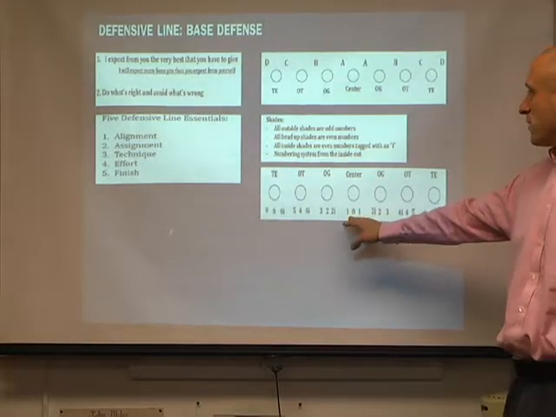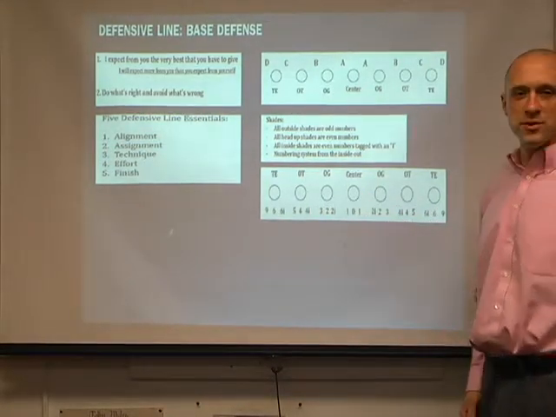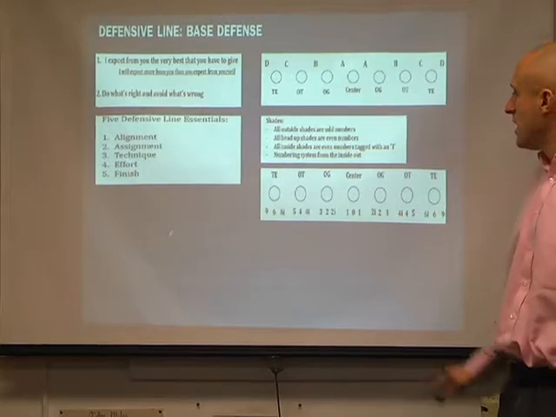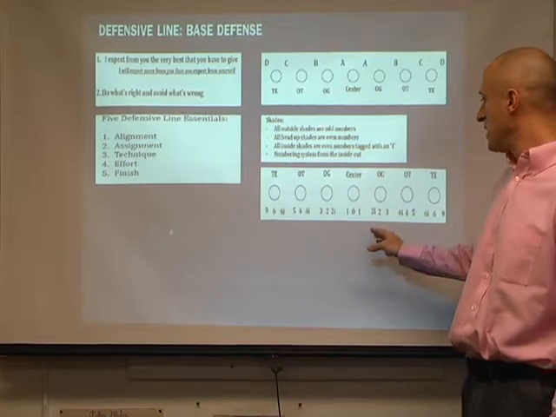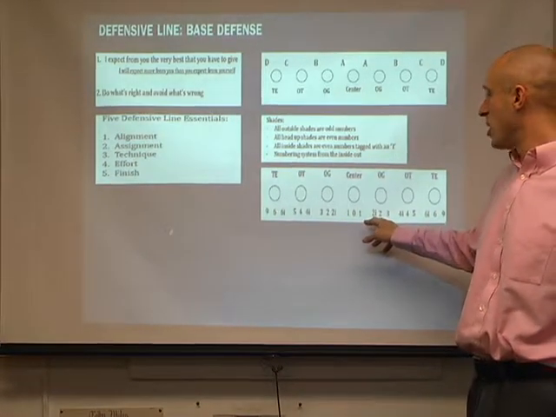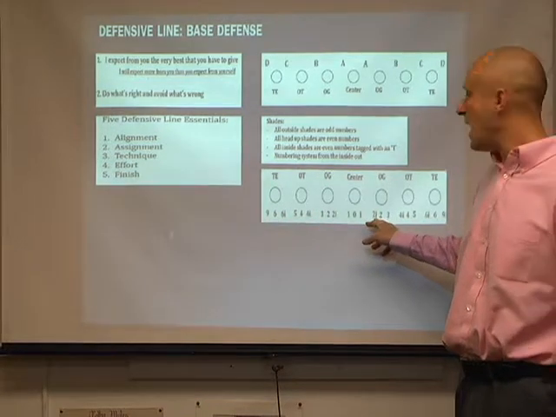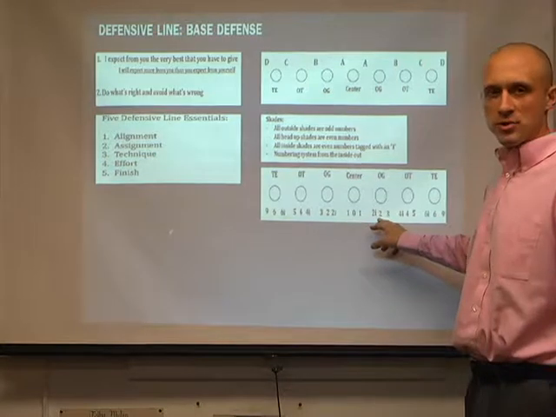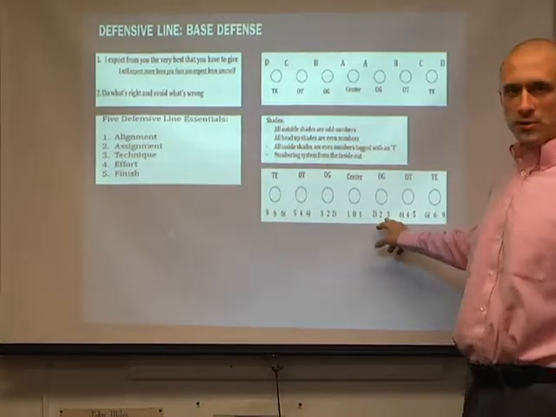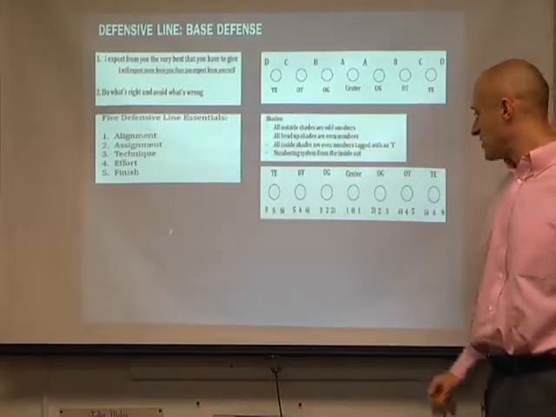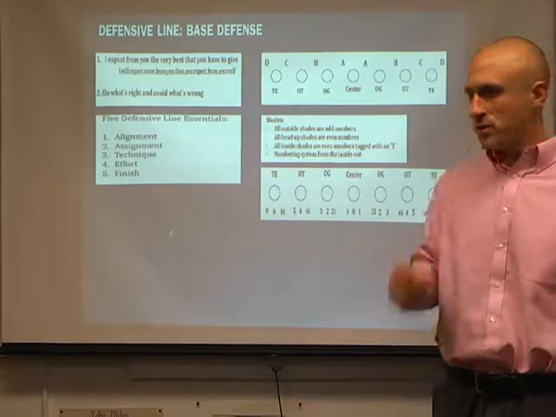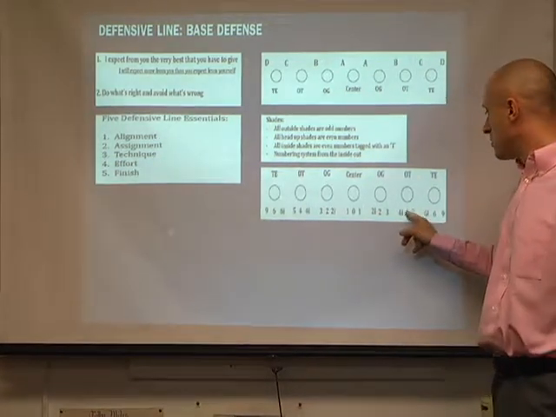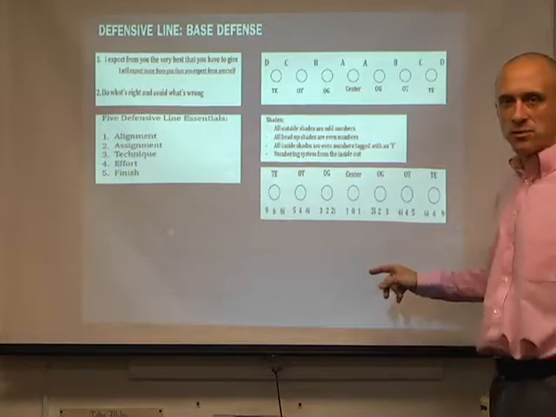But numbering everything from inside out, starting head up on the center, that's a 0 technique. Outside shade of the center is a 1 technique. When we move to inside shade of the guard, that's a 2 tagged with an I. So an inside shade of guard, 2I. Head up on the guard is a 2. Outside shade of the guard is a 3. Inside shade of tackle, we have a 4 tagged with an I. Head up on the tackle is a 4. Outside shade of tackle is a 5.